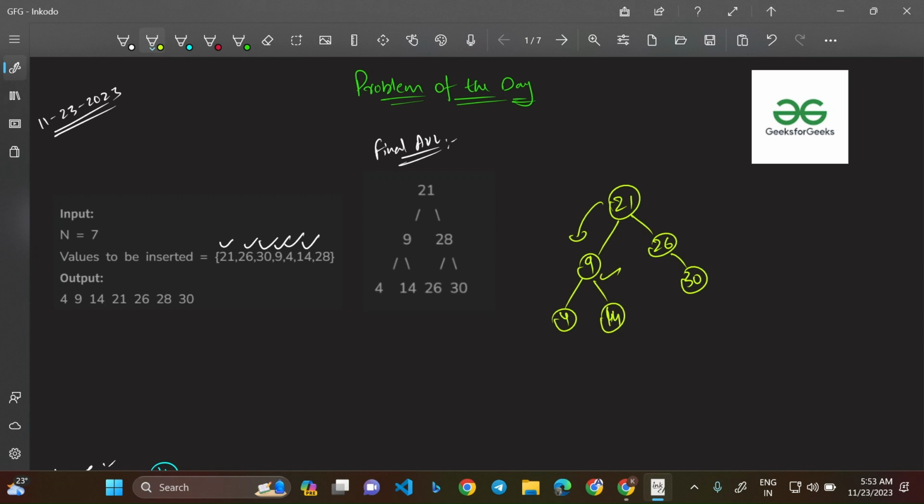Yes. Is it balanced for 9? Yes. Is it balanced for 21? Yes. Because here the height is 2. Here the height is 2. So 2 minus 2, 0. That's completely balanced. Great. So we'll even erase this part. And lastly, I'll write it properly so that you people will not be having any confusion.